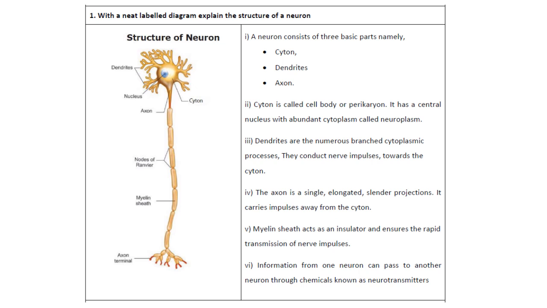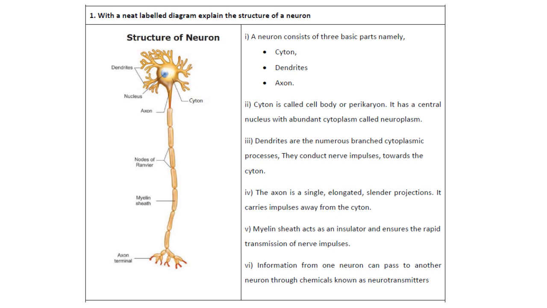With a neat labelled diagram, explain the structure of neurons. Its parts are dendrites, nucleus, cyton, axon, nodes of Ranvier, myelin sheath, axon terminal. Point number 1. A neuron consists of three basic parts, namely cyton, dendrites and axon. Cyton is called the cell body or soma. It has a central nucleus with abundant cytoplasm called neuroplasm.